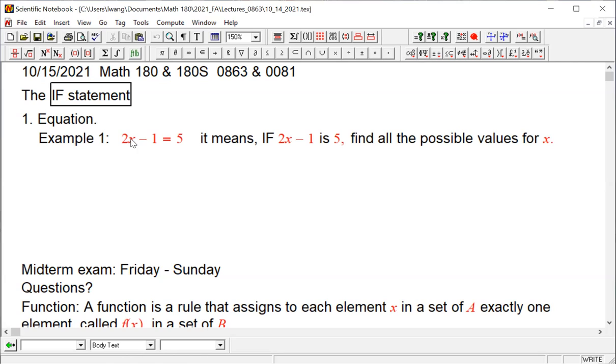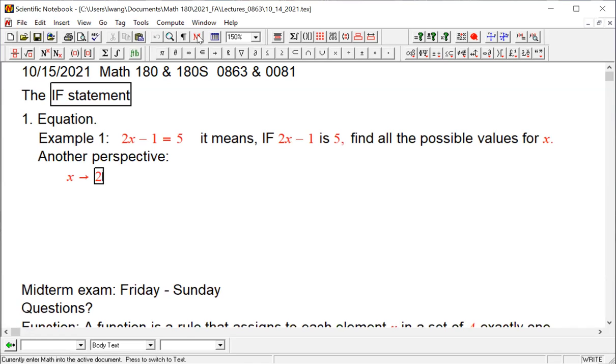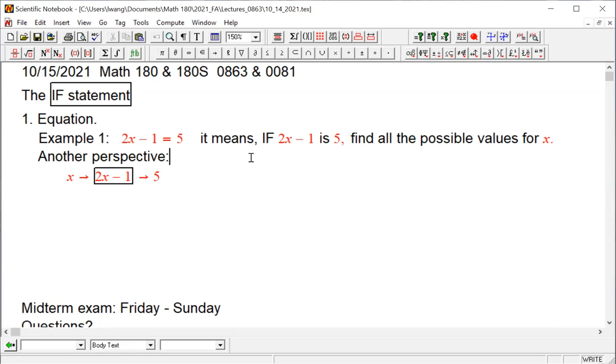Okay. Now, what that means from the function's perspective, right? The theme of this course is function, right? You guys know the usual way to solve it. From the function's perspective, it says, okay, another perspective. So I'm going to write it down, another perspective. It says, do you have a rule? This rule takes the input, and the rule is to take the input and do 2 times the input minus 1. It produces an output, and that output is 5. So this is the function perspective. We've been dealing with this kind for a long time, right? Since the beginning of the semester.